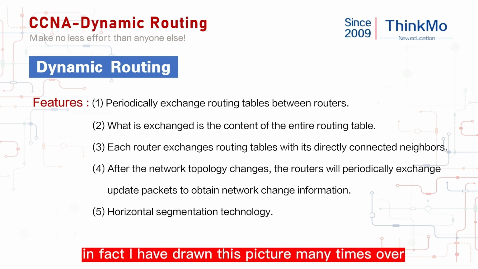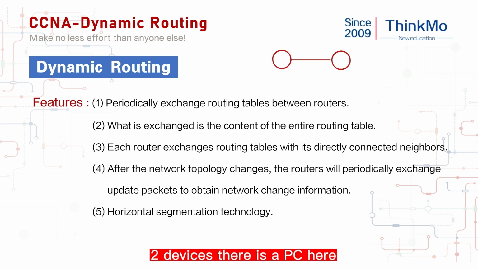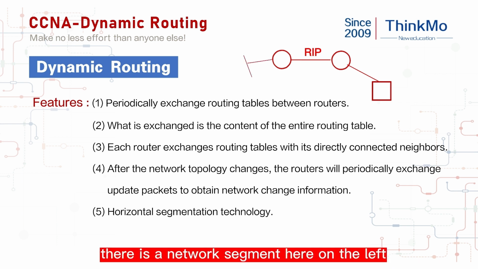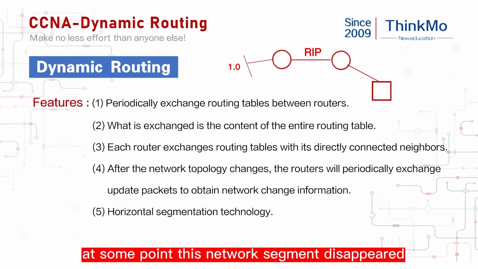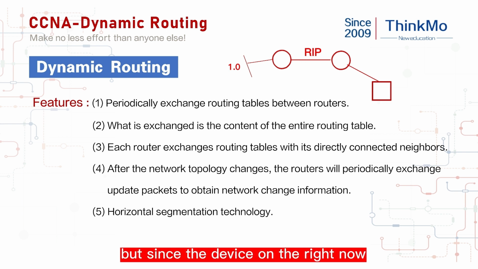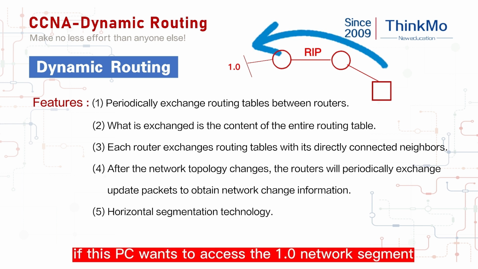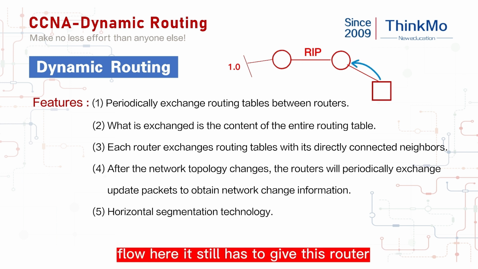In fact, I have drawn this picture over and over again. Two devices, there is a PC here. If the two devices run RIP, there is a network segment here on the left, the 1.0 segment. At some point this network segment disappeared. But the device on the right has just learned the 1.0 network segment from the left. If this PC wants to access the 1.0 network segment, this device also needs to help it forward. The traffic still has to be given to this router.